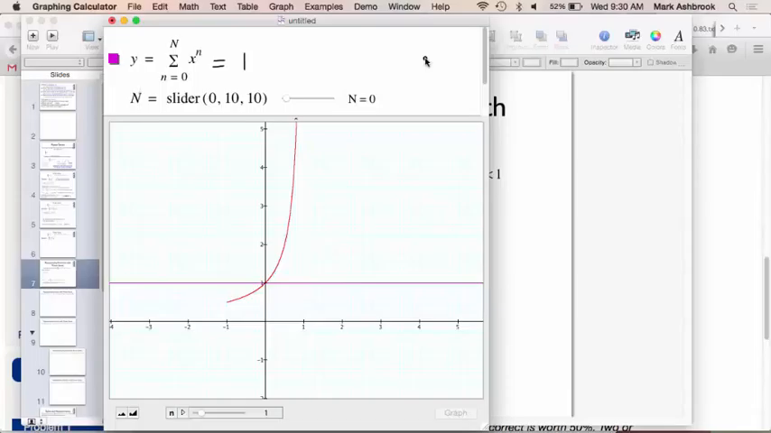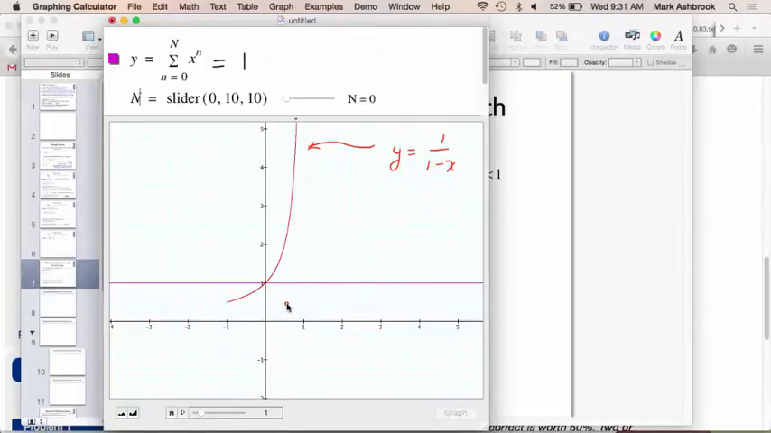So the red graph is the actual graph of 1 over 1 minus x. And now the purple graph is our summation when I just have n going from 0 to 0. Just the first term, 1. So is it approximating 1 over 1 minus x? Well, is it doing a good job approximating? No, but it is right about one thing. What is it right about? Yeah, it's got this point right, 0, 1. It's got that right.